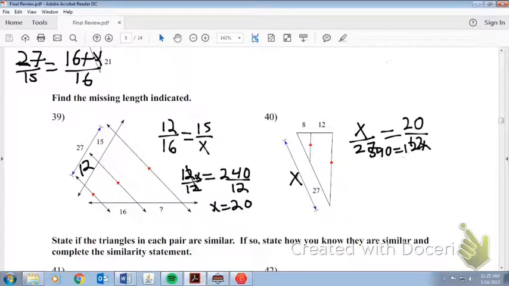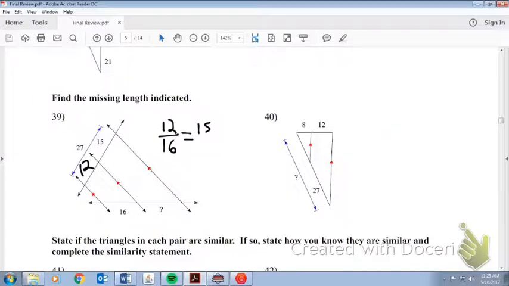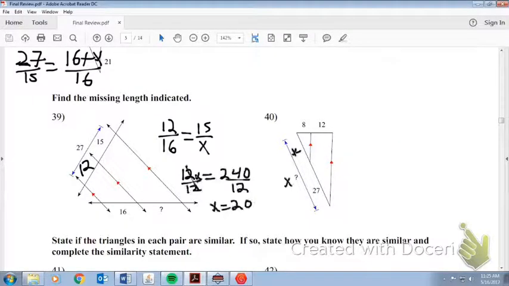Which gives us 12x equals 240. Divide by 12. And we get x equals 20.